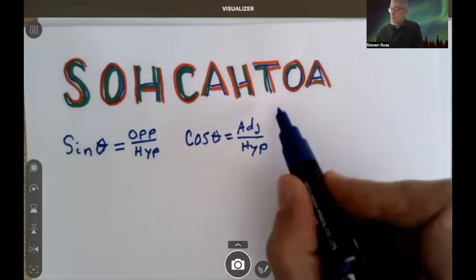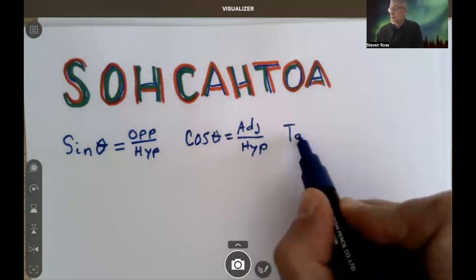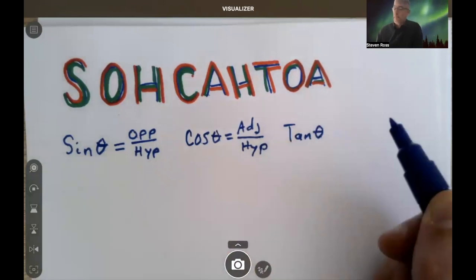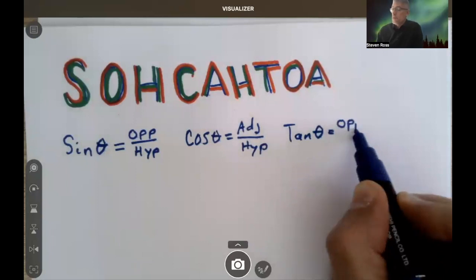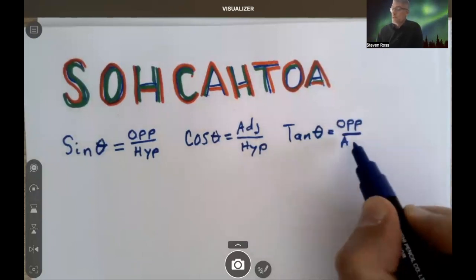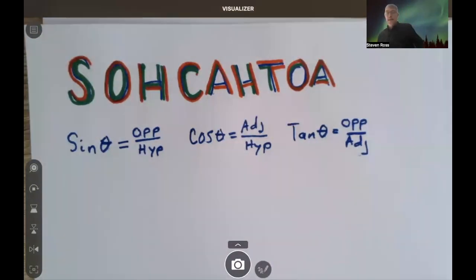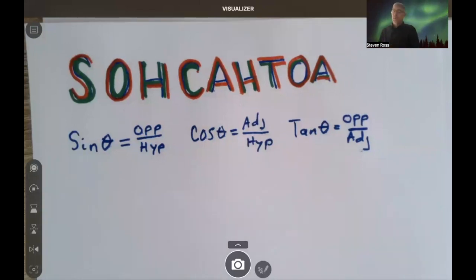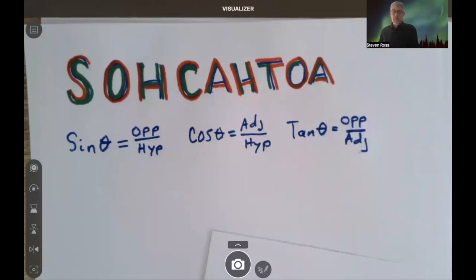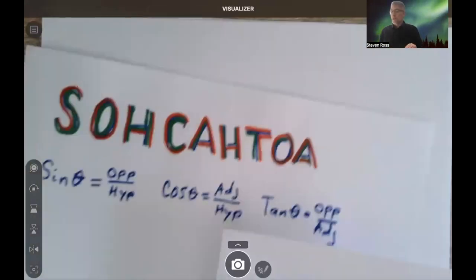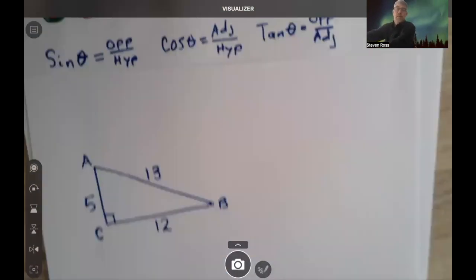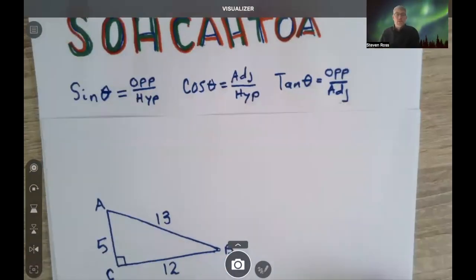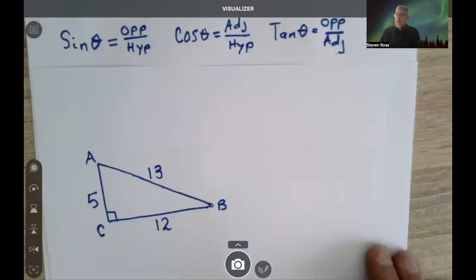And then finally, the T stands for the tangent of an angle is equal to the opposite, O, over the adjacent. And so that's the basic setup. And then I've prepared a right triangle, because Sohcahtoa does have to do with right triangles. So we're going to want to make sure that we understand that. And so here is a right triangle.